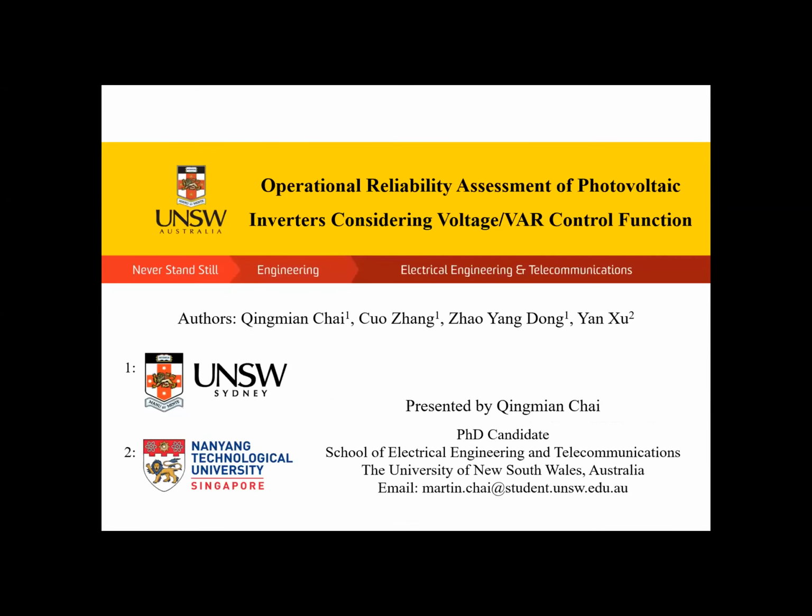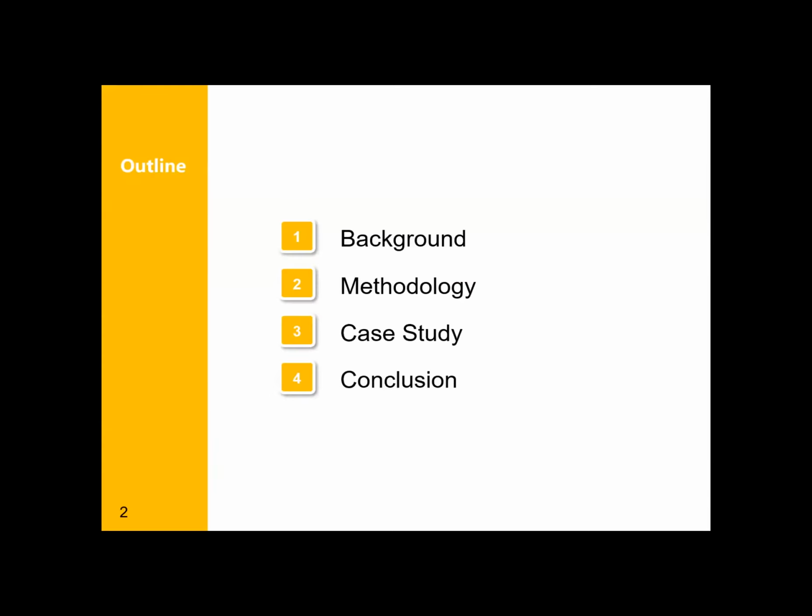So good morning, everyone. Today I'm very honored to have this opportunity to give a presentation about our paper. The title is Operational Reliability Assessment of Photovoltaic Inverters, Considering Voltage VAR Control Function. The authors are Qingmian Zhang from the University of New South Wales, and Yan Xu from the Nanyang Technological University. This presentation will be delivered in four parts: the first is the background, followed by the methodology, then the case study, and finally the conclusion.